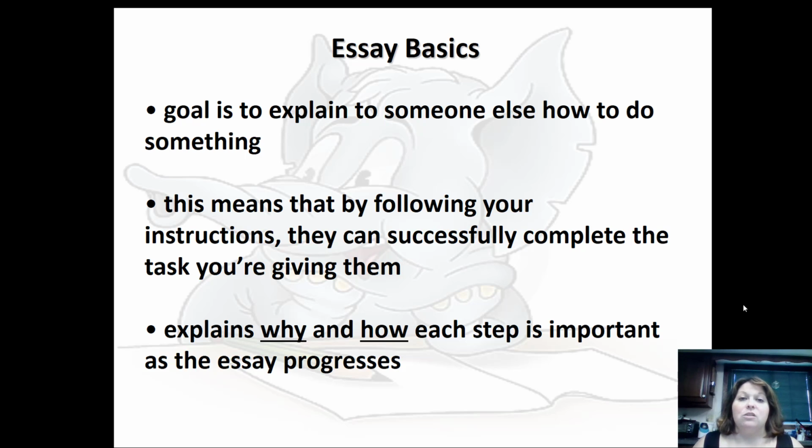These types of essays are really helpful in the workforce. They're really helpful for my control freaks out there, when you want something done and you want it done your way. So people who are in business, who may be going into something managerial, this type of essay can be really helpful for you. The idea is that by following your written instructions, the person can successfully complete whatever you're asking them to do.